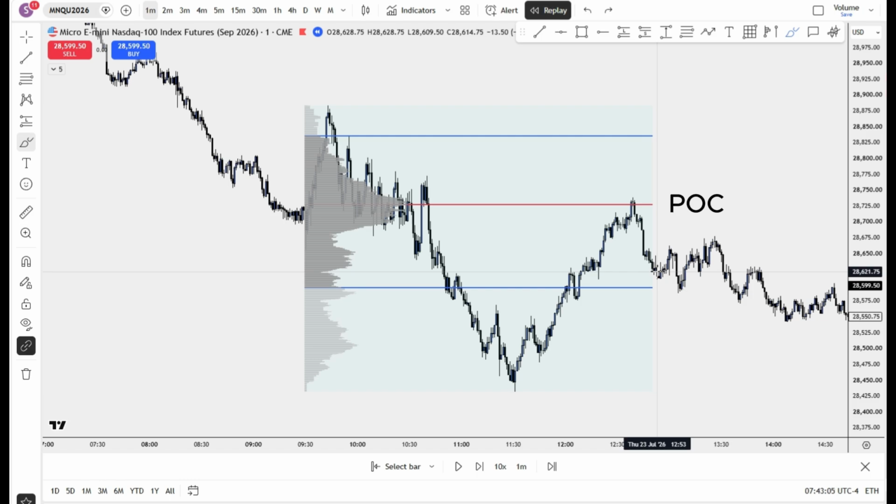Point of control, or POC, is simply the price level with the most traded volume. This is considered the fairest value by the market. Price is naturally attracted back to this level because so much business happened there. A lot of traders use the POC as support, resistance, or a magnet for price.